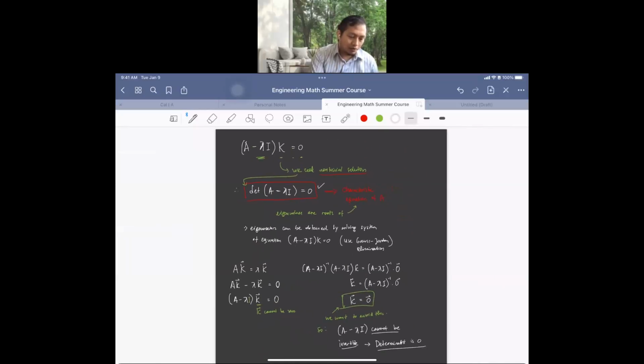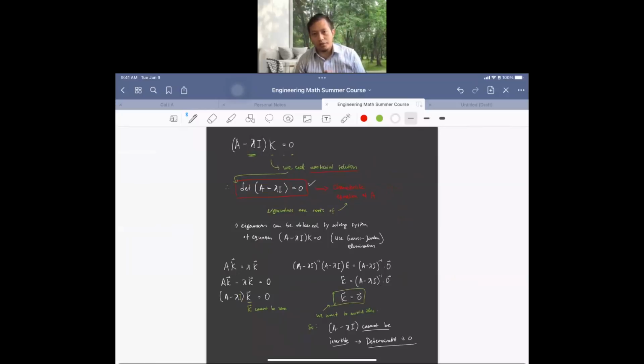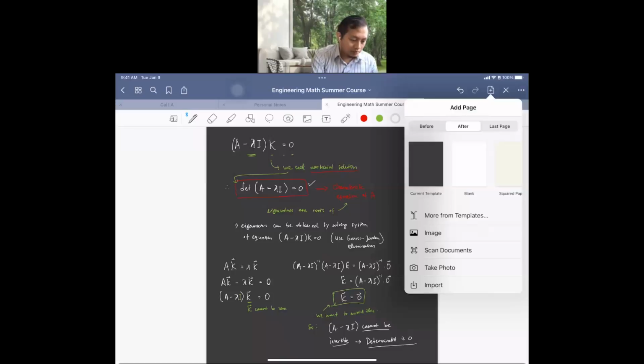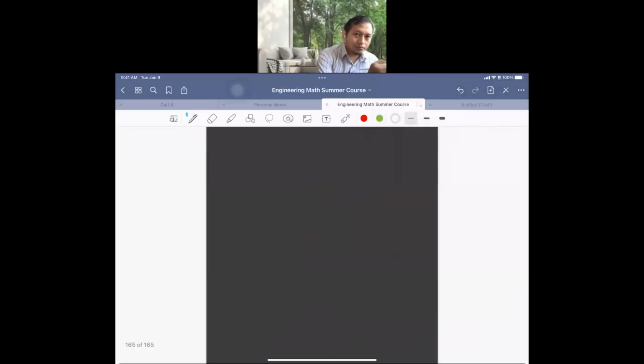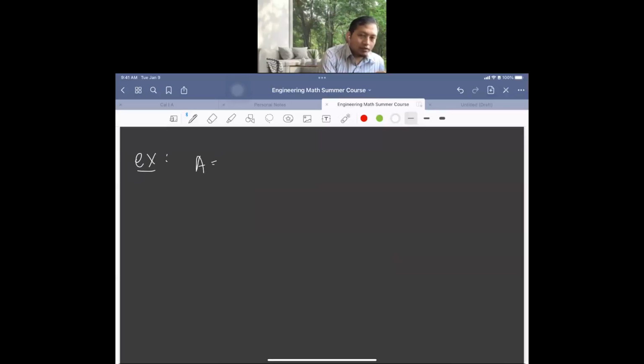Okay. So let me give you an example of what steps we need to take for finding these eigenvalues and eigenvectors. Let's say we have matrix A. Let's start with a 2 by 2 matrix.